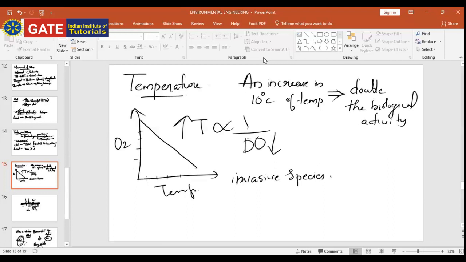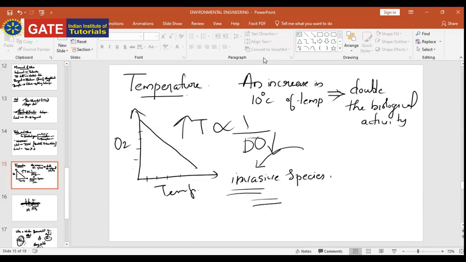So if the temperature goes a bit warmer, there may be some other organisms which need this particular temperature, right? They are in the outside world. So they will be coming to grow in this water. So invasive species will be more. Got it? Clear? Now the next thing you can write.